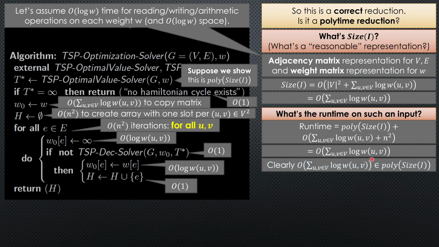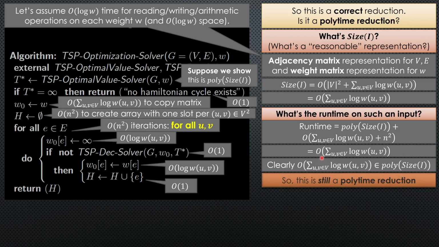And clearly this term is in poly of size I, where size I is this, because this term order this is exactly size I, which is order of this, right? They're both, size I and this term, both in order of this sum. Okay? So clearly this runtime is poly of size I, because you have a poly of size I term and then you have this other term. So the runtime is polynomial in the size of I. So this is still a polynomial time reduction, even if we step out of the unit cost model into the bit complexity model.